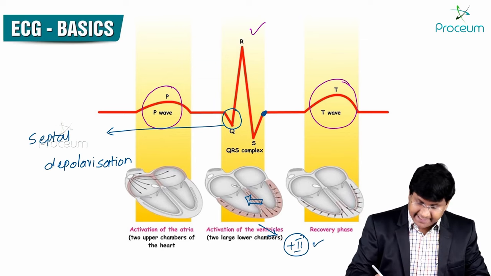That is lead 1. Lead 2 is measuring the potential difference between the right arm and the left lower limb. Lead 3 will measure the potential difference between the left arm and the left lower limb. That is your lead 3. So limb leads are bipolar leads: lead 1, lead 2, lead 3. Whereas you take AVR, AVL, AVF.